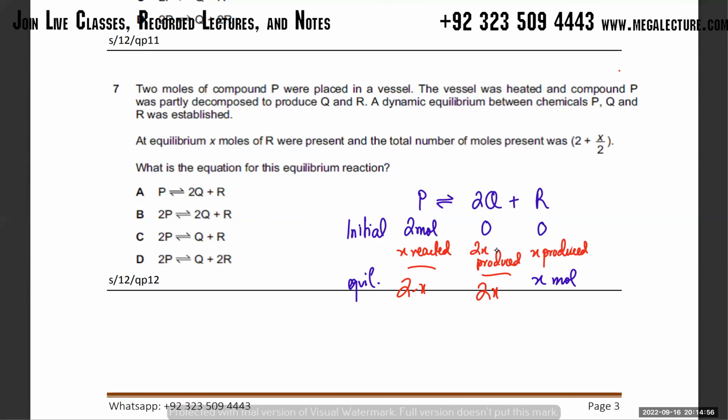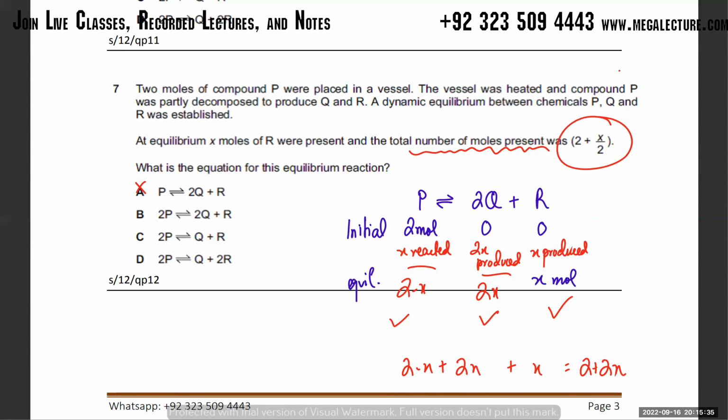Achha, so he's saying that the total number of moles at equilibrium was 2 plus X by 2. So we have 2X moles of this and 2 minus X of this. If you add up all the moles, I don't think they're going to come out to be 2 plus X by 2. 2 minus X plus 2X plus X moles of R. What is the total number of moles present? That's going to come out to be 2 plus 2X, right? So that means option A is not the right option, because you're not getting this data. So you're going to start with the next option.